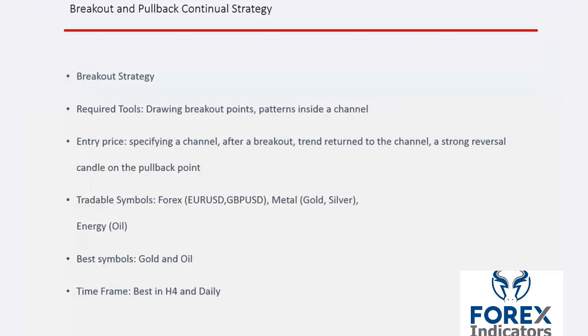Tradable symbols. This strategy can be exploited on all symbols on ranged regions, such as Euro against US dollars, British pounds against US dollars, gold, silver and oil. The best symbols for this strategy are oil and gold. Time frames. A trader can select all time frames. However, the best time spans for this strategy are H4 and daily.